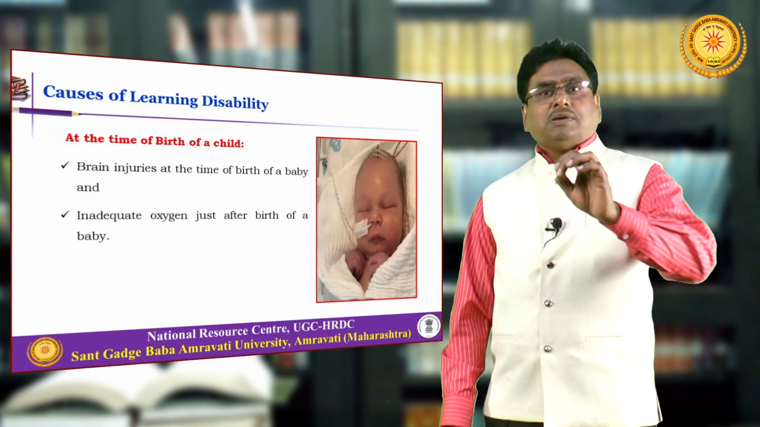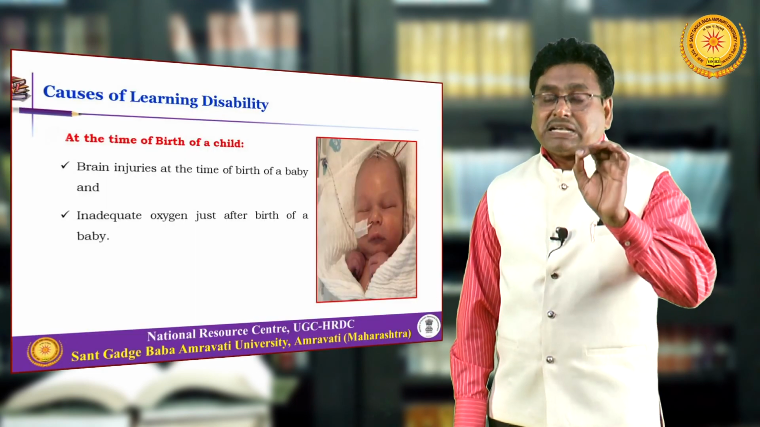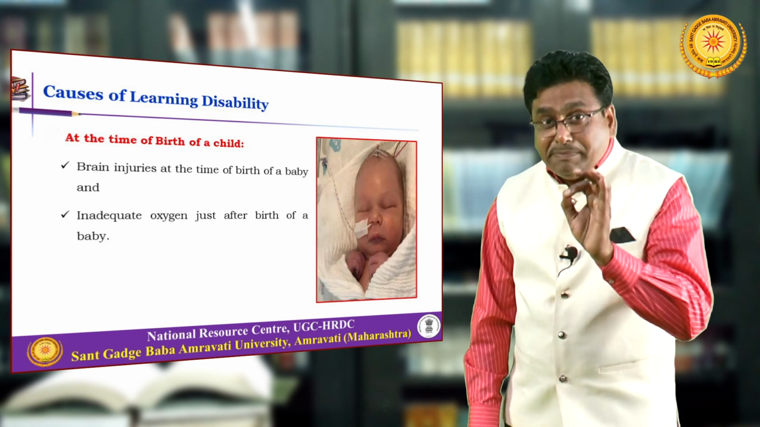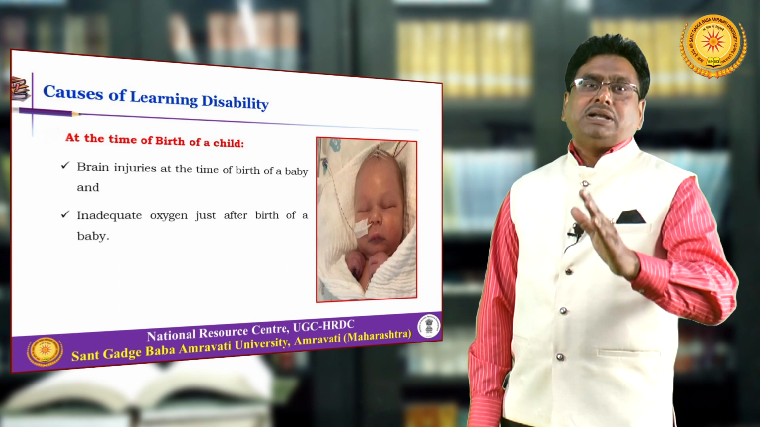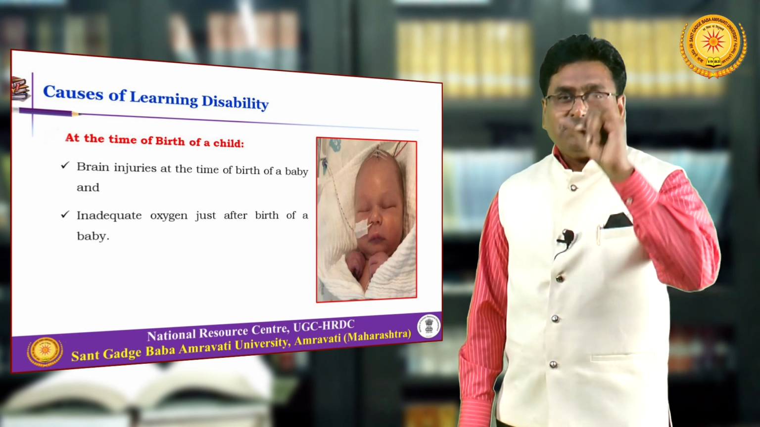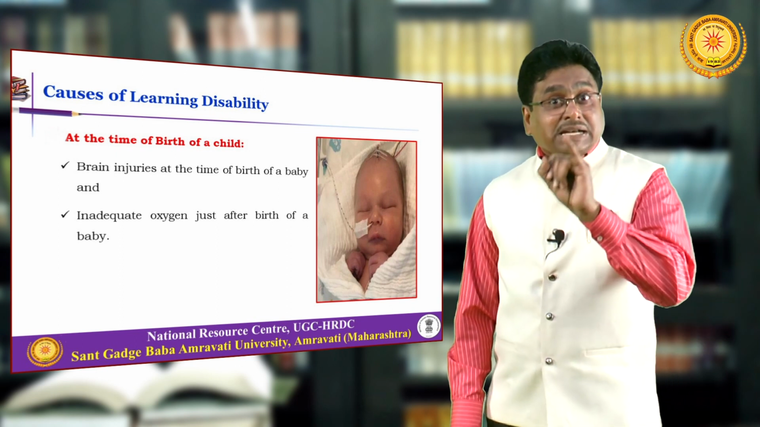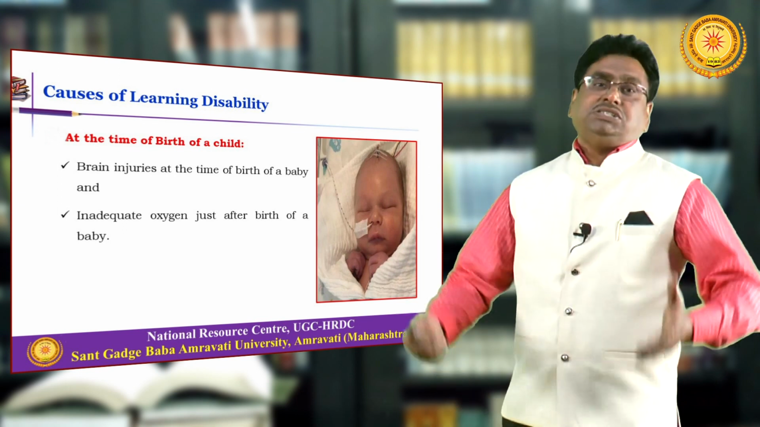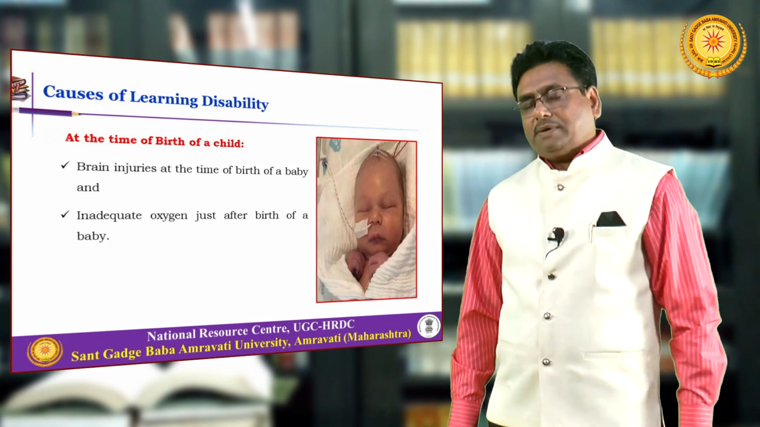Now the fourth cause of learning disability occurs at the time of birth of a child. The learning disabilities may be caused at the time of birth of a child by number 1, brain injuries at the time of birth of a baby, and second, inadequate oxygen just after birth of a baby.